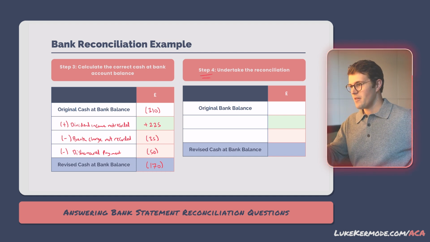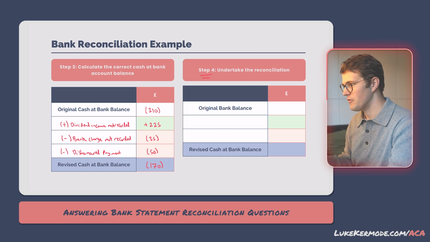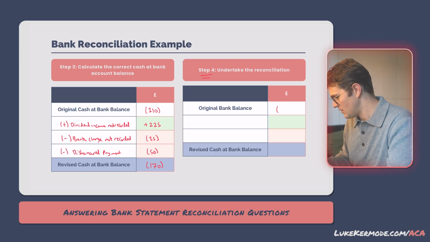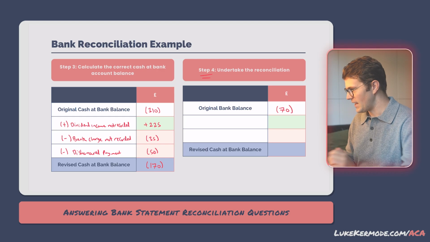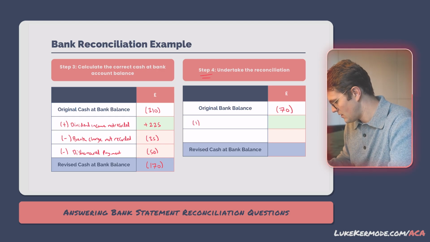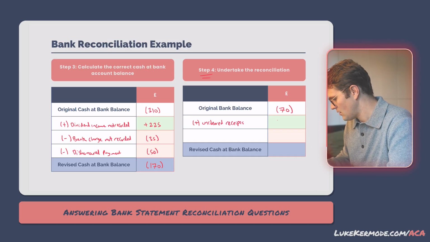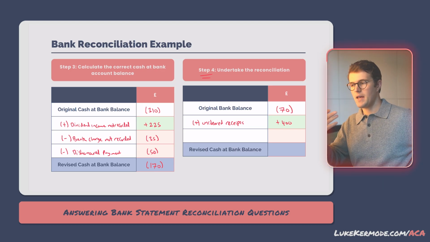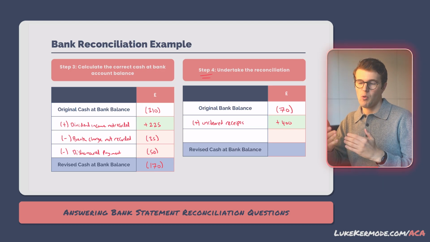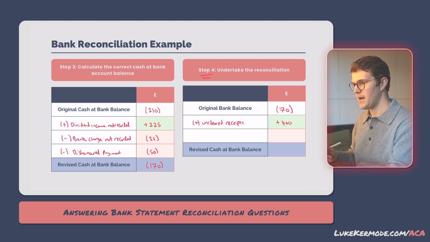We start with the bank statement overdraft of £70 as presented in the bank statement. We add the uncleared receipts of £400. These are cash inflows that took place before the accounting year end but weren't cleared in time by the company's bank.